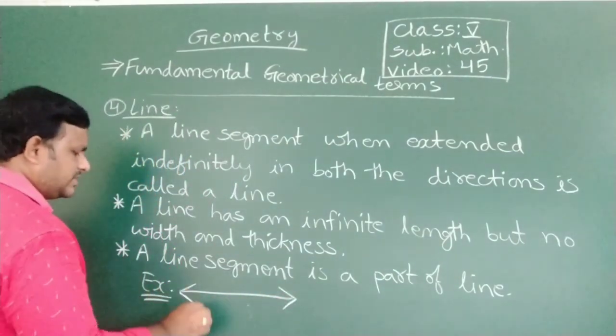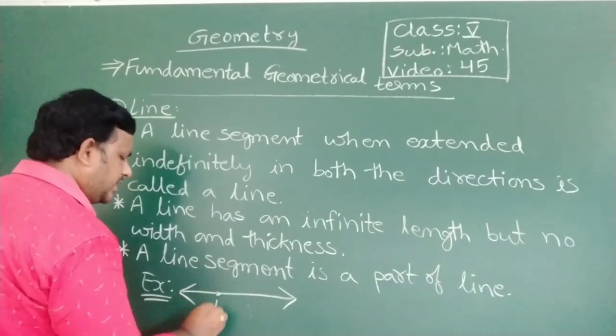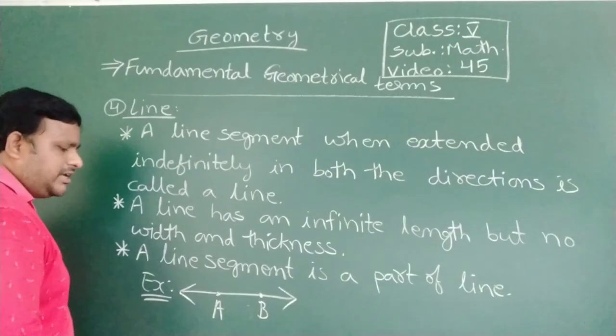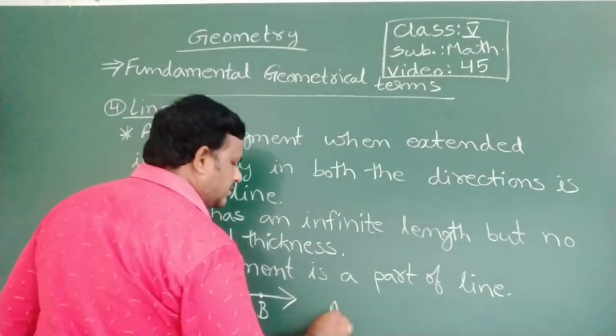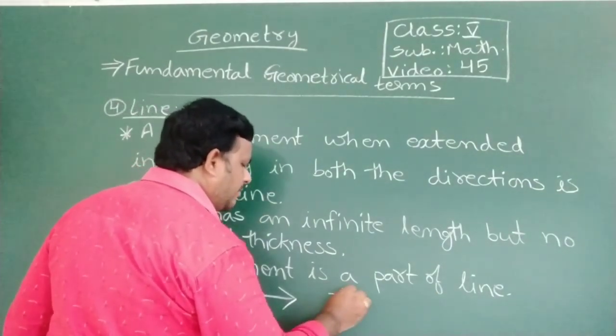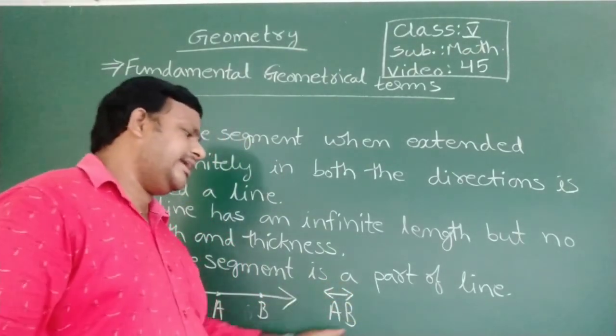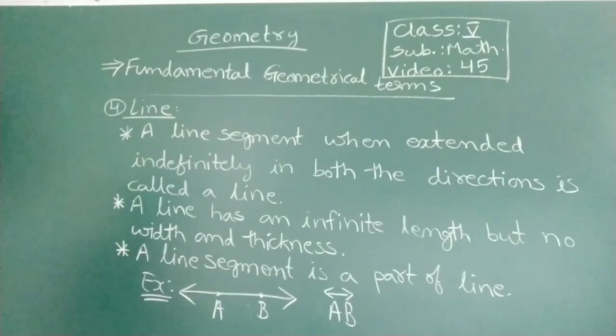Right side, left side, it will be extended. So on this line, just 2 points I am taking to represent this. So that will become AB line. This is the way of representing a line. This is the diagrammatical form. Okay. So these are the 4 fundamental terms here.